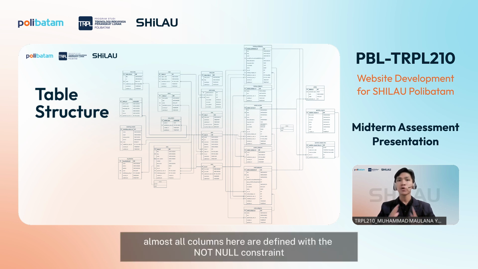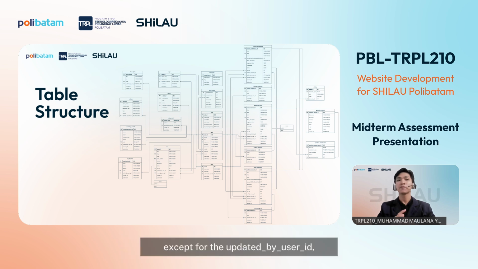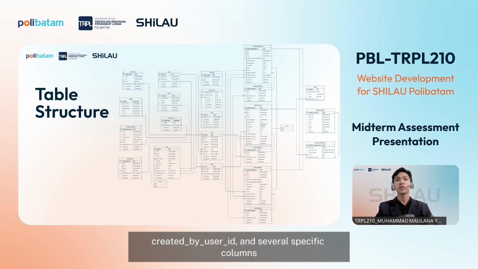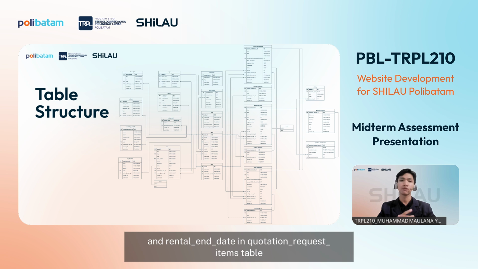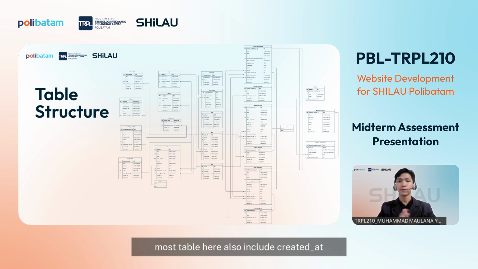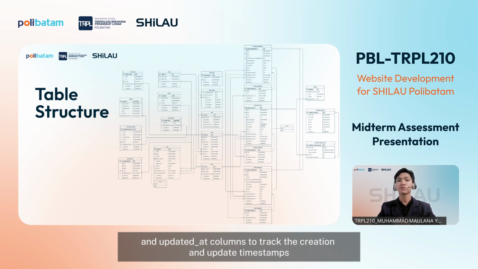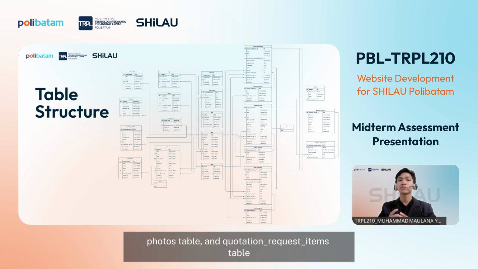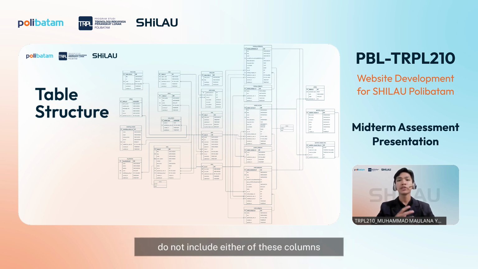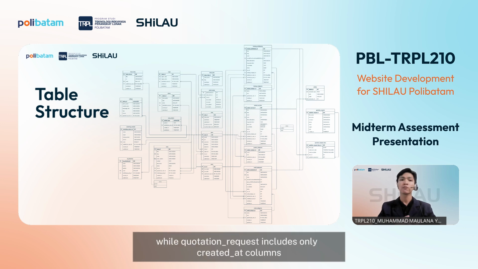Almost all columns here are defined with the not null constraint, except for the updated by user ID, created by user ID, and several specific columns such as mayor ID and COX ID in the user table, cover caption in the news table, and rental start date and rental end date in the quotation request items table. Most tables here also include created at and updated at columns to track the creation and update timestamps, but the settings table, grant access table, photos table, and quotation request items table do not include either of these columns, while quotation request includes only the created at column.